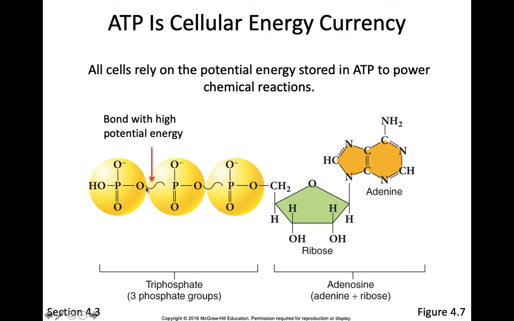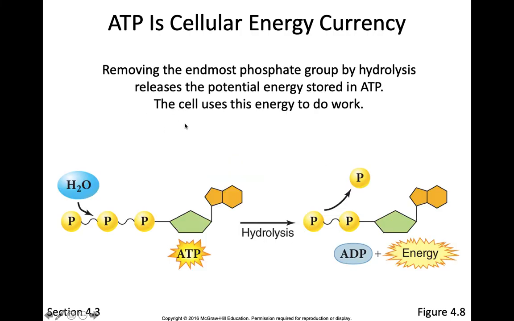So each one of these bonds, bond right here and bond right here, each one of these phosphate bonds has tons and tons of energy stored inside of it. If you break this bond, the energy that's held inside of this bond will then be released. That energy that's released can then be used to do work inside of the cells. ATP will transfer this energy once this bond breaks into whatever is next to it, which you guys will see in just a second.